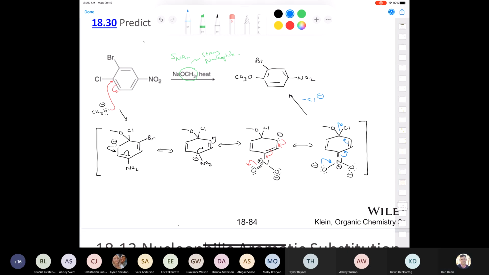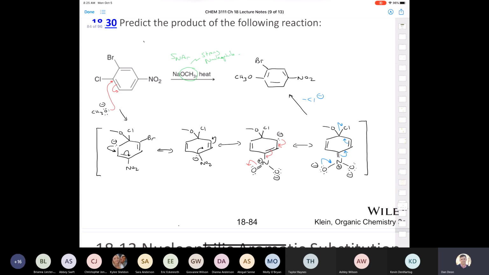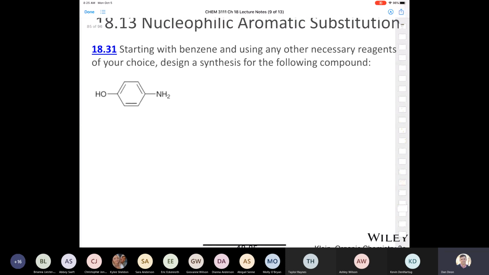That's good. SNAr, I'll be honest with you, on the ACS final, I don't think I've ever seen them ask anything about a Meisenheimer complex, but I could be wrong. I've been wrong before. Okay, let's take a look at another question here. This is 18.31 from our textbook.